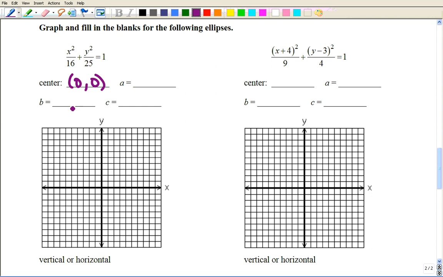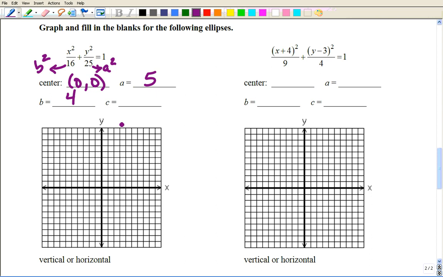Then to figure out a and b, we'll have to look at the 16 and 25, and first of all figure out which one is bigger. Well, 25 is a bigger number, so that means this one is the a squared. So 25 is a squared, so a is 5. Well, if 25 was the a squared, then the 16 is the b squared. So if b squared is 16, then the square root of that would be b is 4.